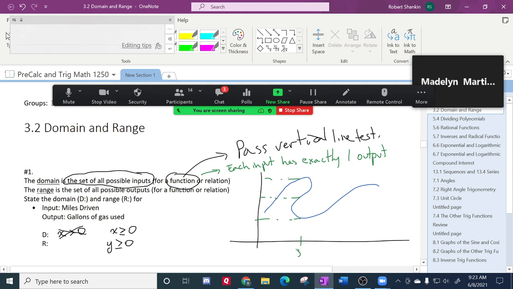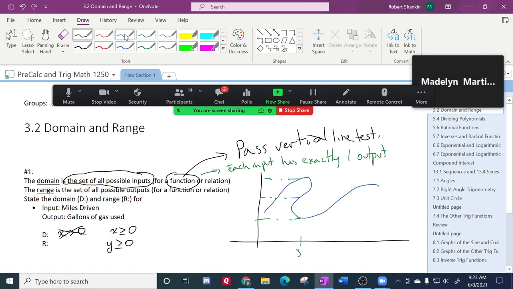All right. Now, this is one way the domain and range can be stated. Another way it can be stated is like this. Domain, and you give it in interval notation: 0 to infinity. Range, and you give it in interval notation: 0 to infinity.